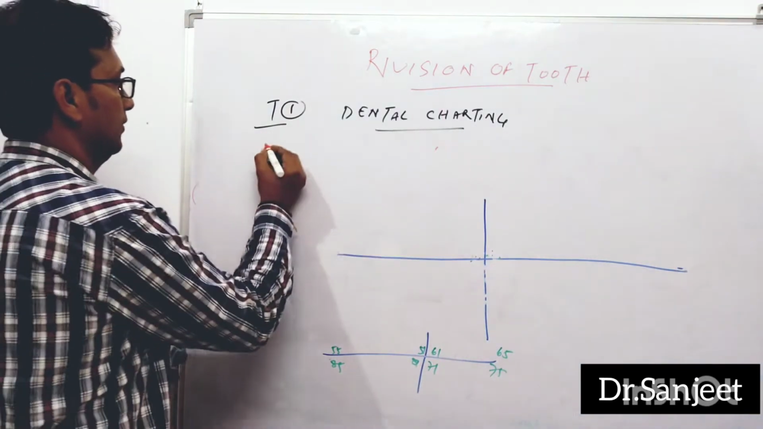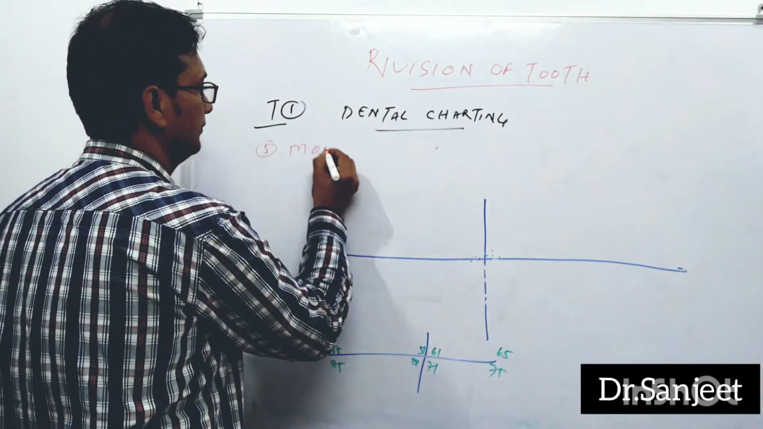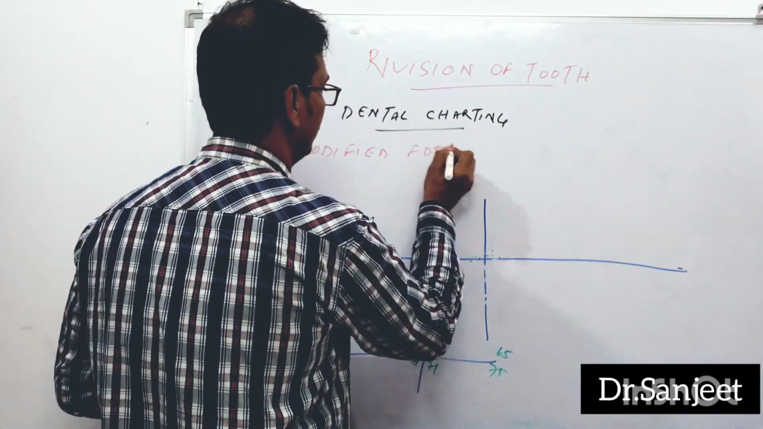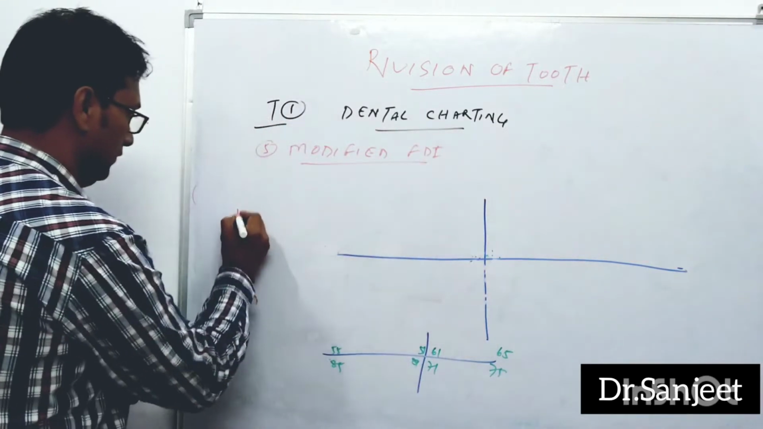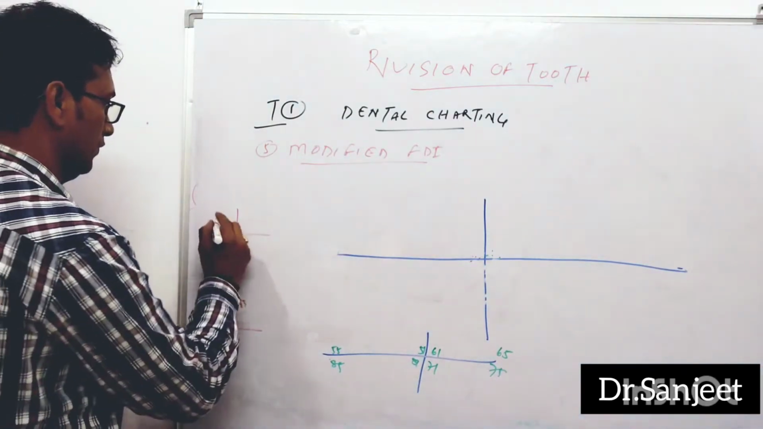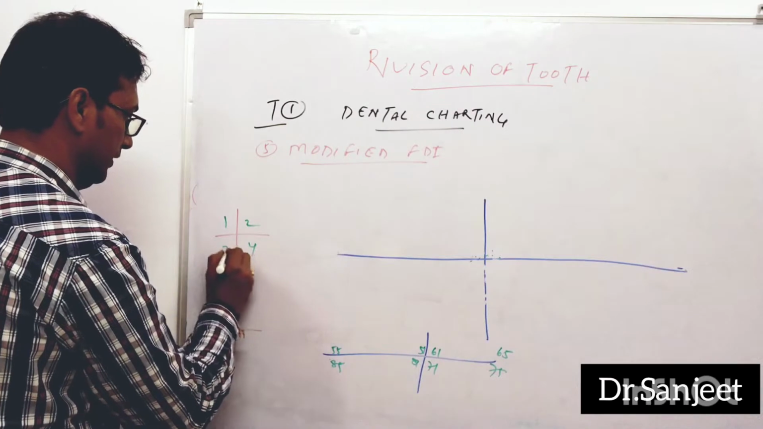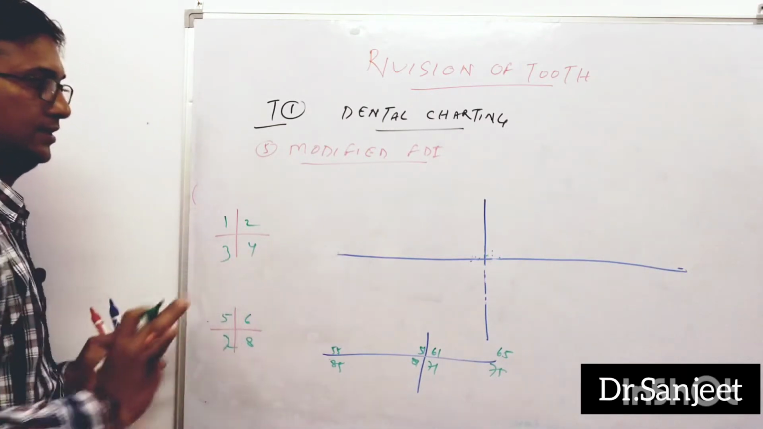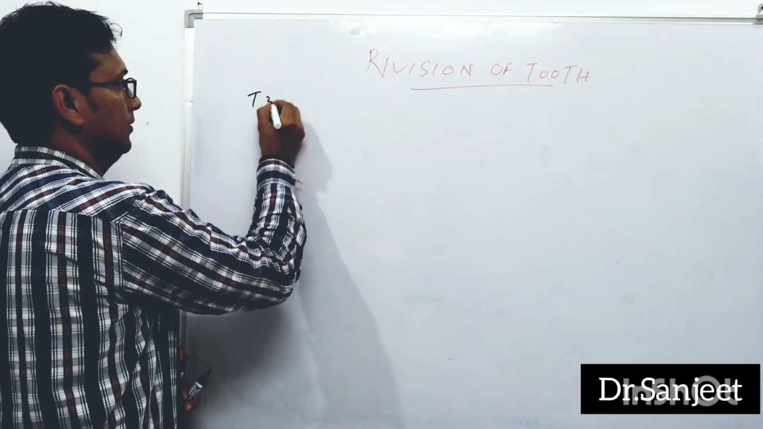Then fifth, modified FDI. One, 2, 4, 3. Here 5, 6, 8, 7. Rest are the same. Tutorial 3 for tooth.